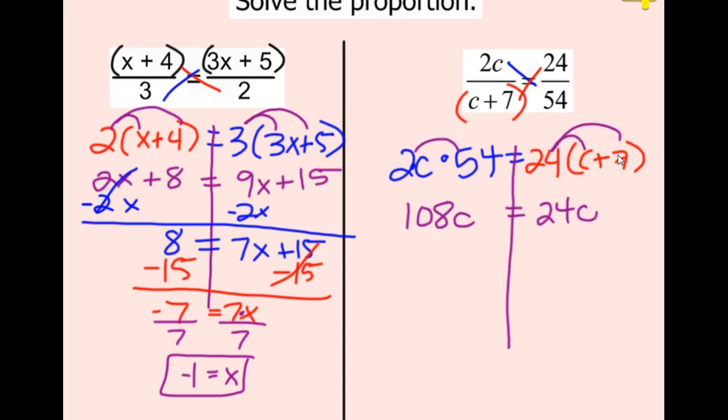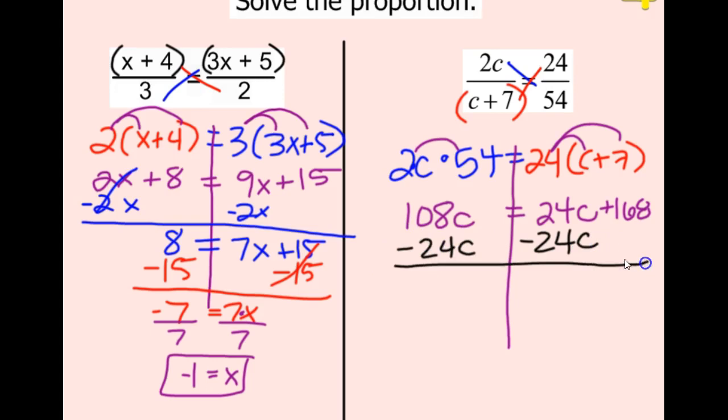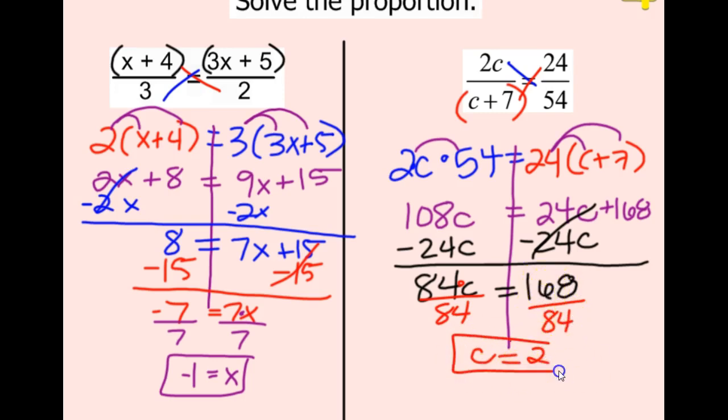24 times 7, I'm going to plug that in my calculator. 168, so plus 168. We want all the c's on the same side, so these ones are smaller. I'm going to subtract that over to the other side. 108 minus 24 is 84, so we have 84c equals 168. And then the opposite of multiply is divide. Divide by 84. And 84 goes into 168 2 times. If you're not sure, type it in your calculator.